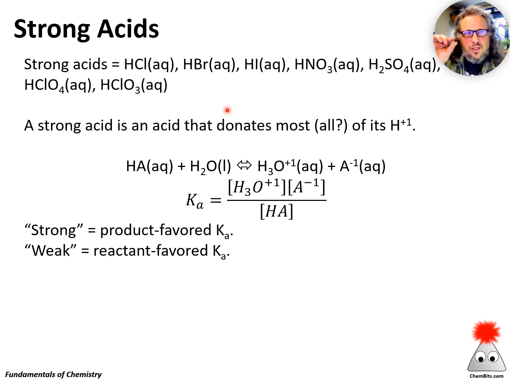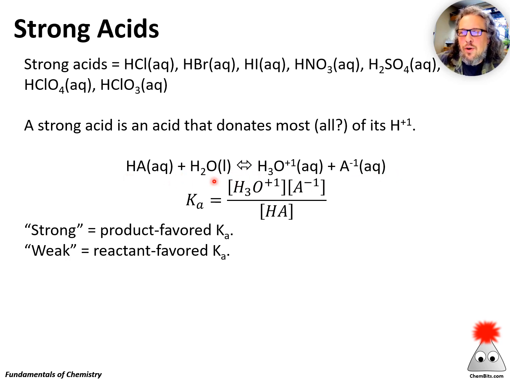But there's a little bit more subtle difference to it than that. When we're talking about a strong acid, what we're really talking about is this equilibrium. So this is a generic equilibrium with an acid interacting with water to give us H3O+ and A-, the conjugate base of that acid. If we look at the equilibrium constant expression, Ka, when we say that an acid is strong, what we're really saying is that the Ka for that acid is product favored, right?